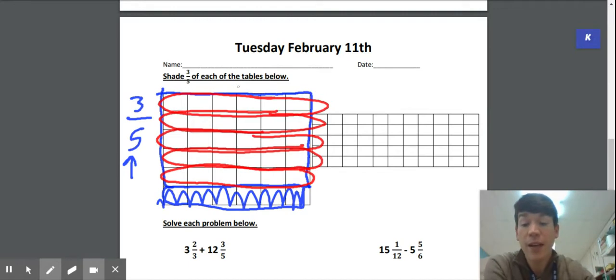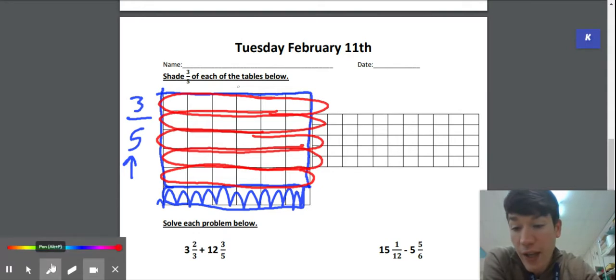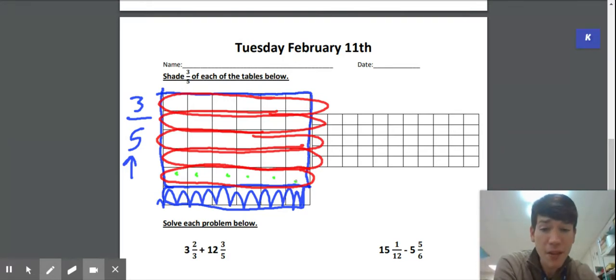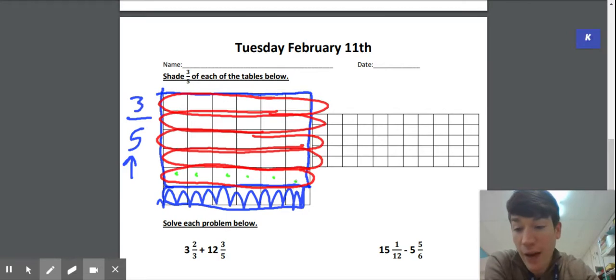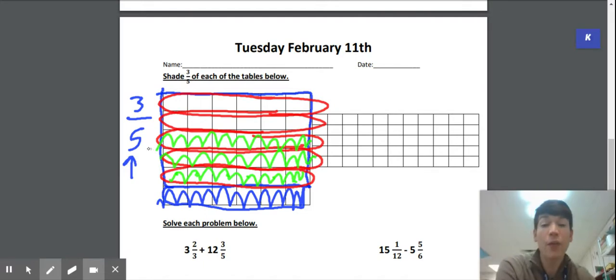5 separate groups. Now, if there's 5 separate groups, I know within each of those groups, there are 1, 2, 3, 4, 5, 6 different squares. That means that a fifth of that picture is 6. Now, if I want to shade 3/5, I'm just going to shade 3 out of 5 of those rows. If a fifth was 6 boxes, then 3/5 is going to be 3 times that, which is going to be 18 out of the total.